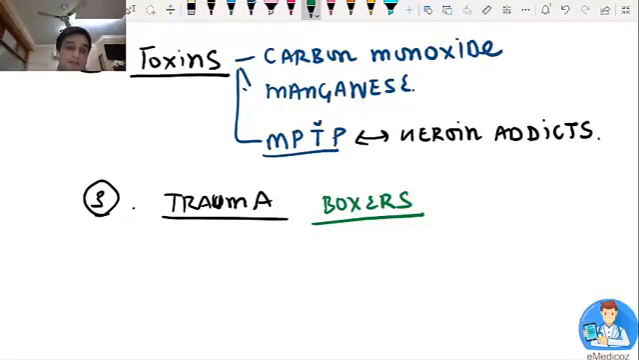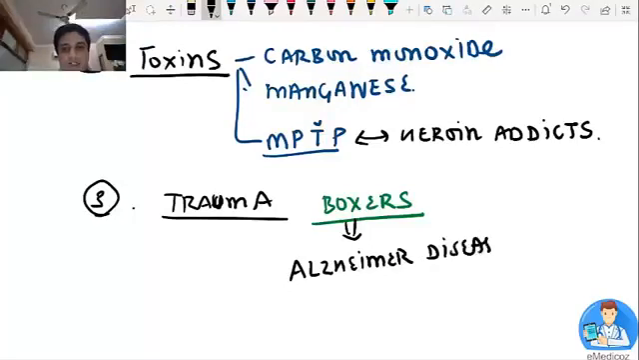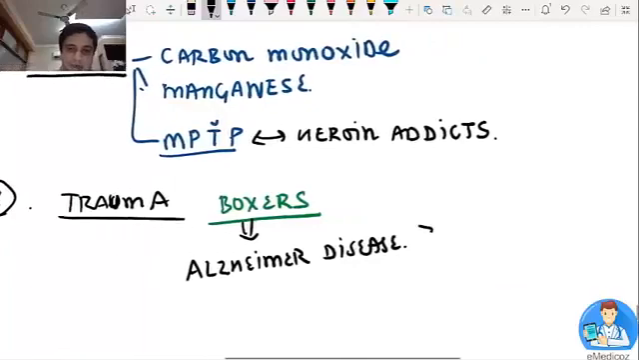Now, just a word of interest over here, because whenever you understand the word boxers, you carry home a message, it's only Parkinsonism. No. Remember this, boxers can also develop another neurodegenerative disorder, Alzheimer. And in a big study done on these, they found that Alzheimer disease is more common than Parkinsonism. So remember, in boxers you can have either of the two, but it was found in a study that Alzheimer was more frequent in boxers than Parkinsonism.